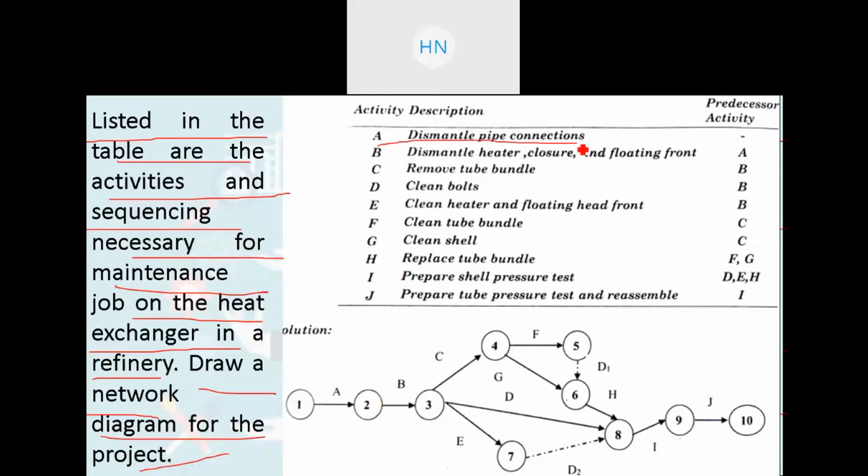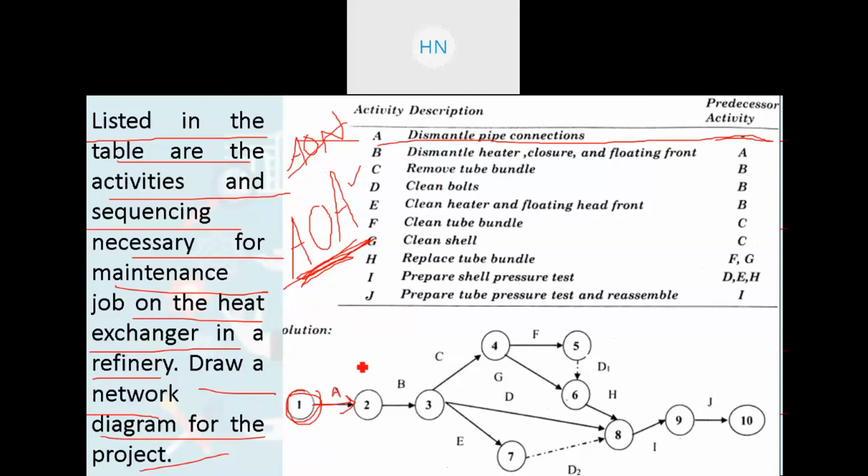For activity A, dismantle pipe connection, there is no predecessor activity, that is initial activity A. So this is one more thing. If nothing is given, then you will be drawing an activity on arrow diagram, right? That will be following. This is not activity on node, this is activity on arrow. So no activity on node, right? This is the AOA diagram. So here first the starting event, that is event number 1, and from that the first initial activity, that is activity A, right? This is your activity A.